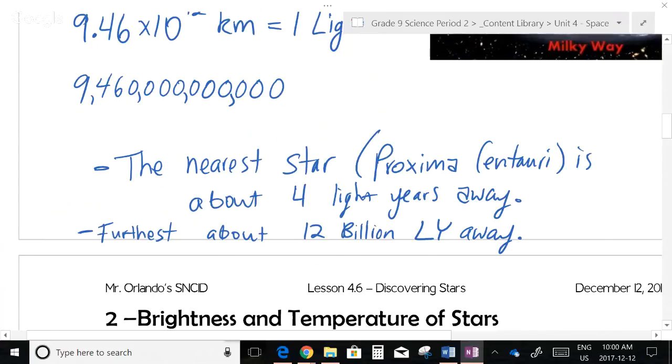So the nearest star, it takes the light about 4 years to get to us. We're seeing what it looked like 4 years ago. The furthest stars away, we're seeing what they looked like about 12 billion years ago. I think the current number is 12.4, as the distance to the furthest star that we can see, the distance of the visible universe.